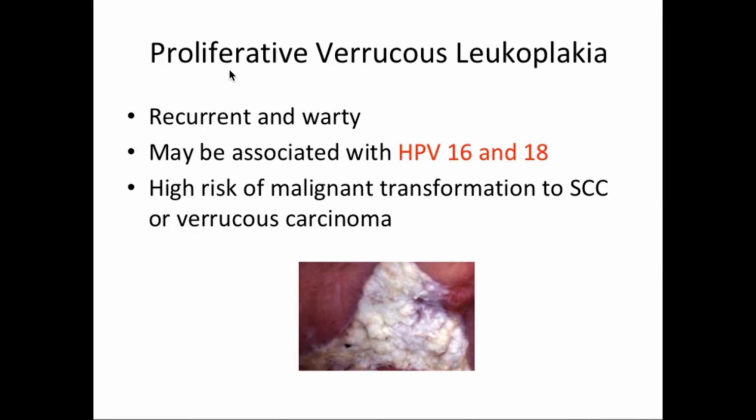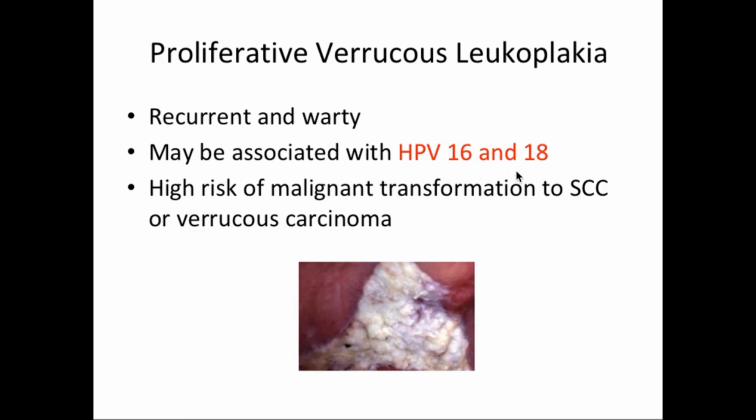Next, we have proliferative verrucous leukoplakia. So still a leukoplakia because it's this white lesion, but now we have a little bit more of a descriptor here. Proliferative, meaning that it's spreading, and verrucous, which is referring to the warty nature of this lesion. So it's recurrent, it's warty, and it may be associated with HPV strains 16 and 18.